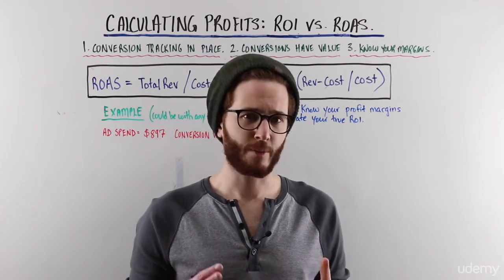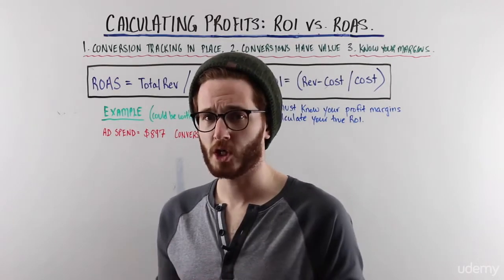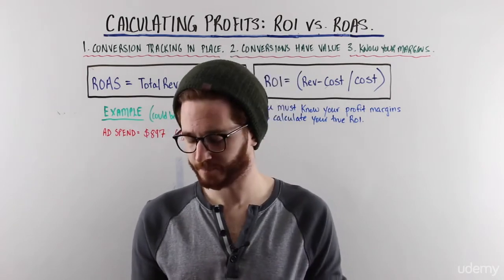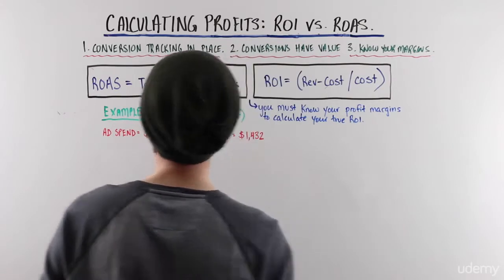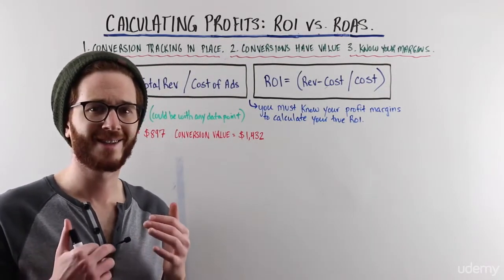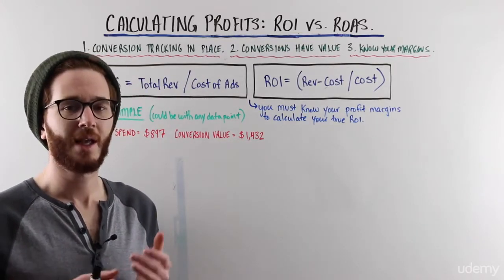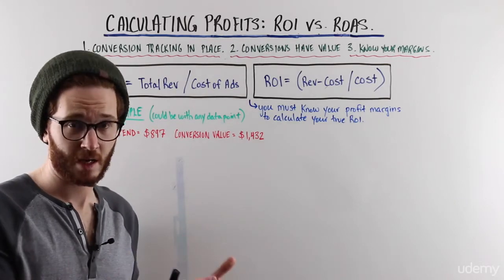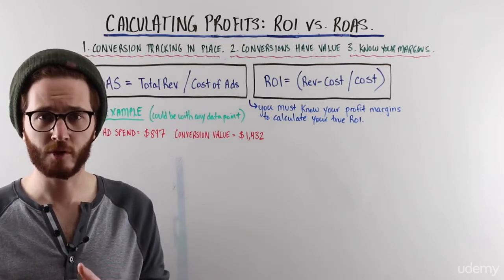The first step in being able to develop your own profitable bidding strategy is understanding the difference between ROI and ROAS. Return on ad spend, which is ROAS, refers to a very simple calculation that doesn't take your company's profit margins into account. It's simply looking at your returns from what you spent on ads to what you made in conversions, the value of those conversions.